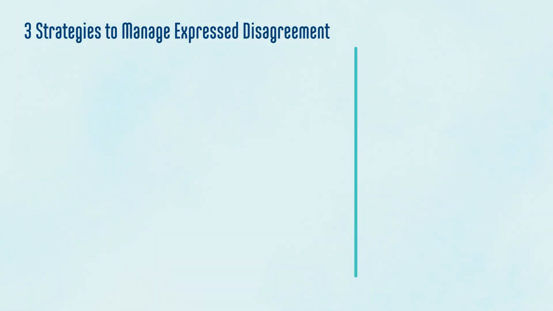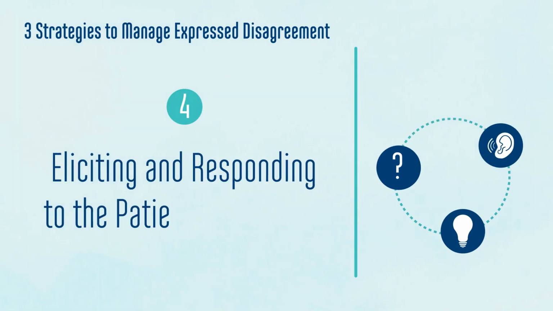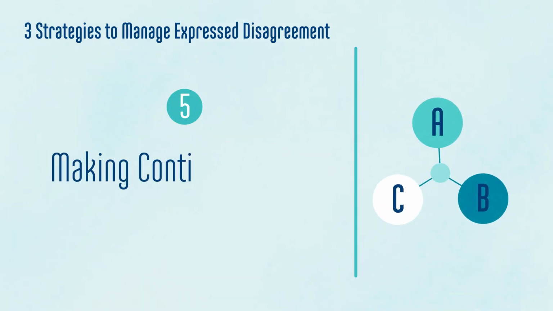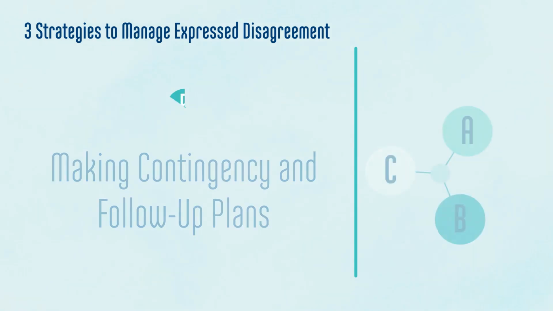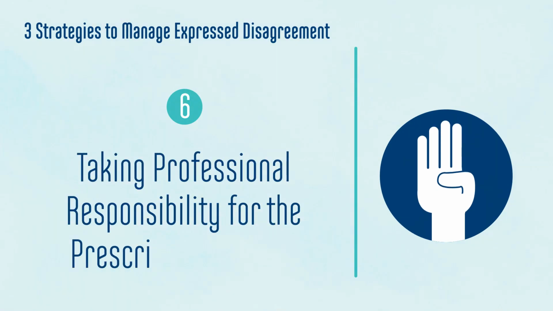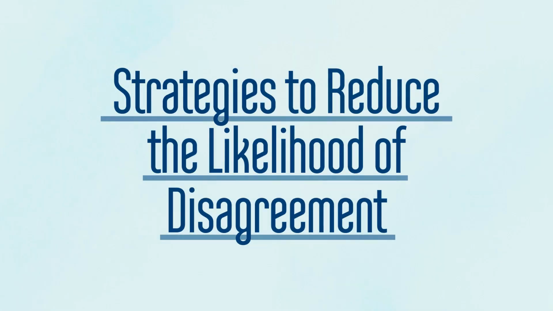Second, there are strategies to manage expressed disagreement over antibiotics, including: 4. Eliciting and responding to the patient's individual concerns. 5. Making contingency and follow-up plans. 6. Taking professional responsibility for the prescribing decision. To start, there are strategies to reduce the likelihood of disagreement over antibiotics.